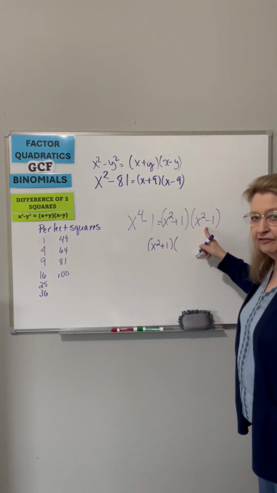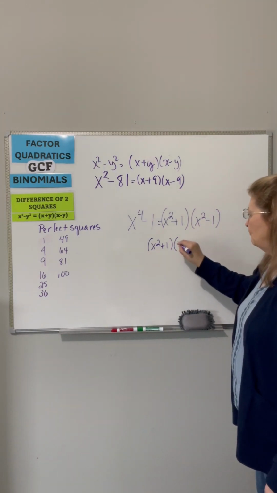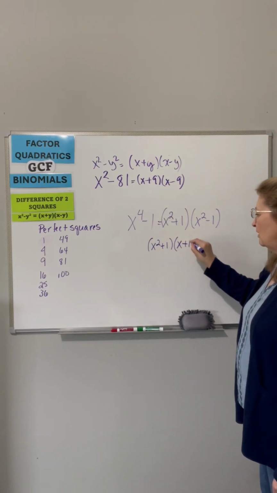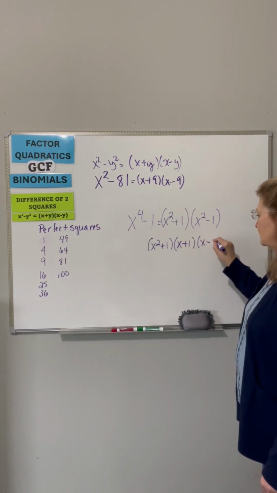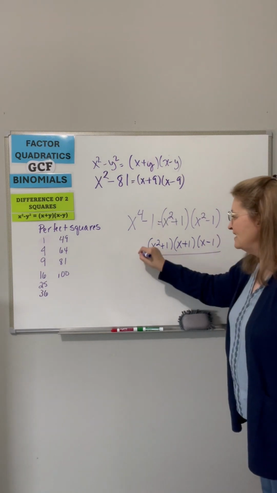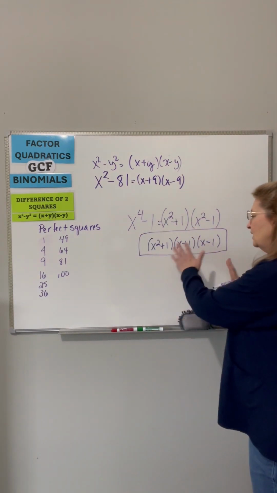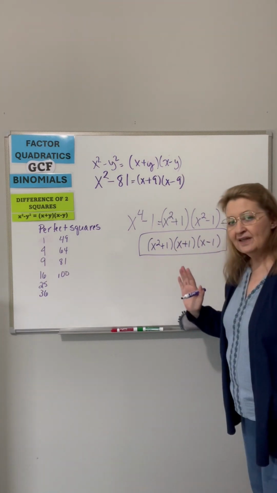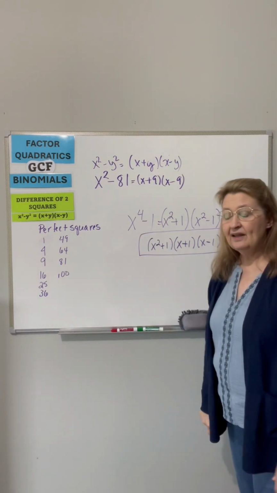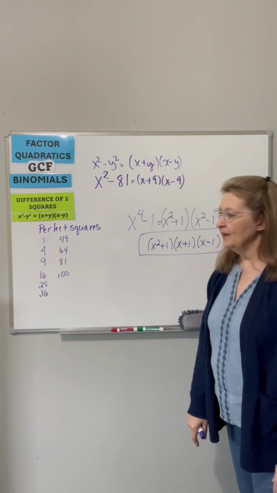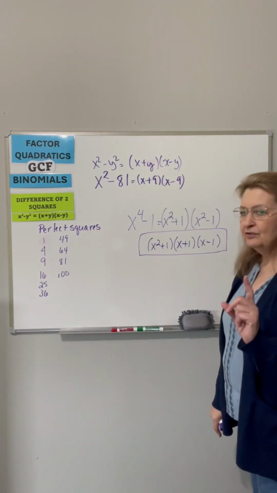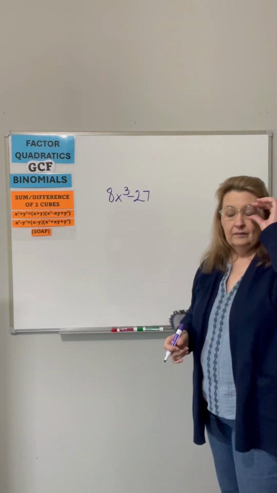This, I'm going to factor it again. The square root of the first term is x, so x plus 1, x minus 1. And this is fully factored. If you went back in here and folded all this back together, you're going to get x to the 4th minus 1. Okay? So let's move on to sum and difference of cubes.